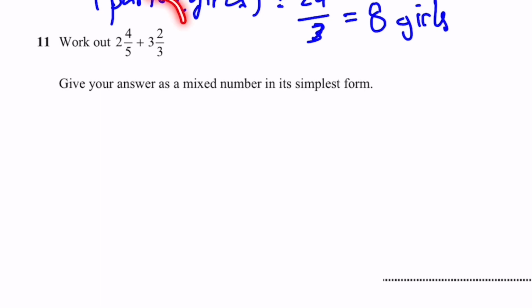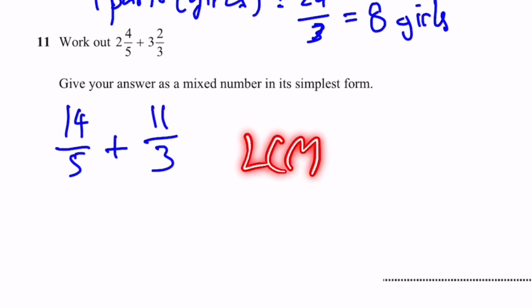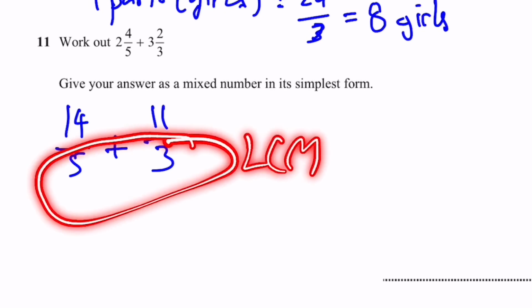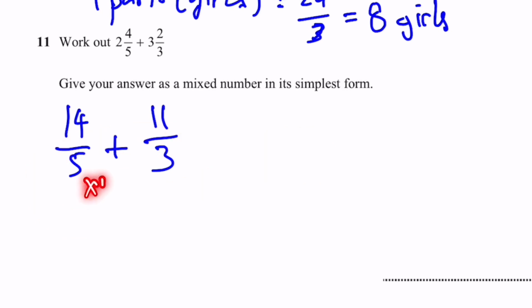Now we convert these mixed fractions into improper fractions. 2 4/5 is equal to 14/5. We add it to 3 2/3, which is 11/3. Now the LCM of these two denominators, 5 and 3, is 15, because 5 into 3 is 15 and 3 into 5 is 15. Now we can take this as our common denominator.